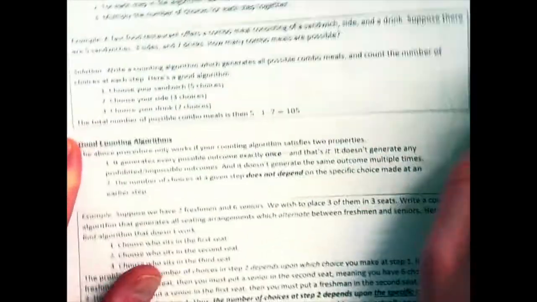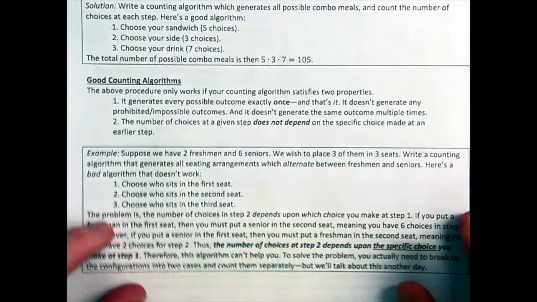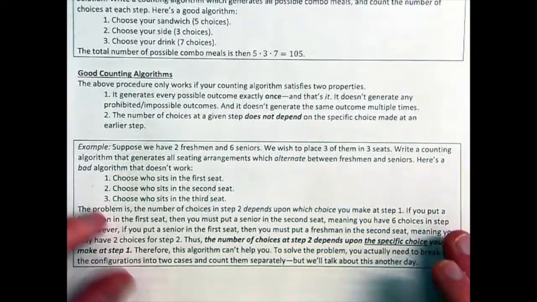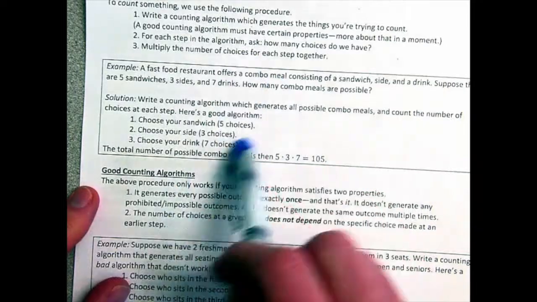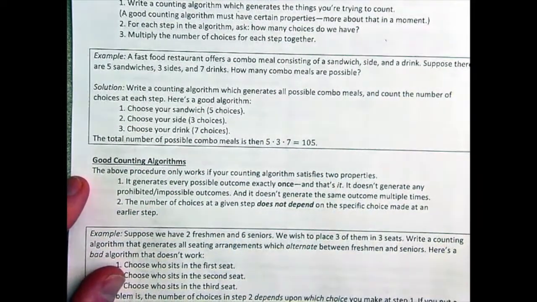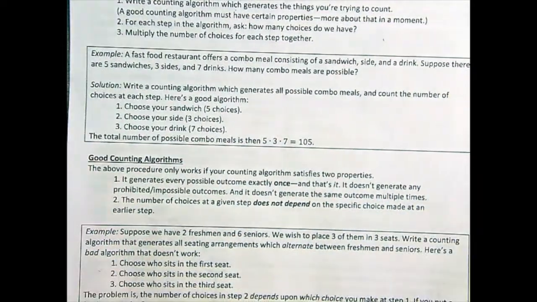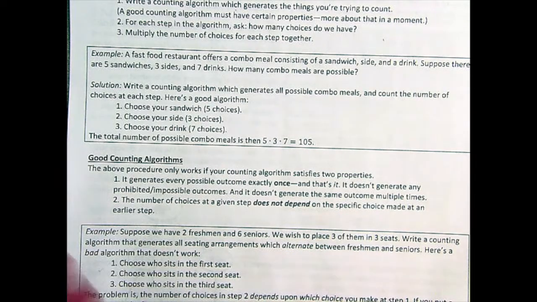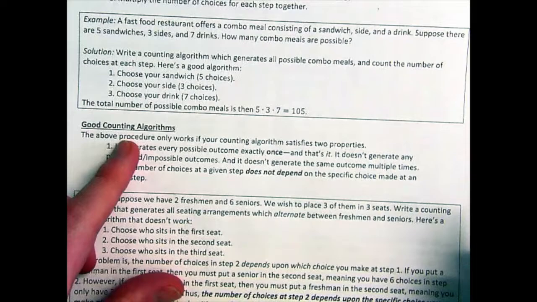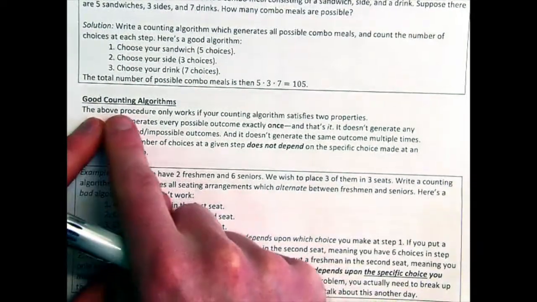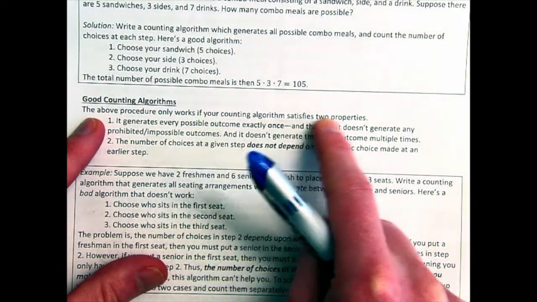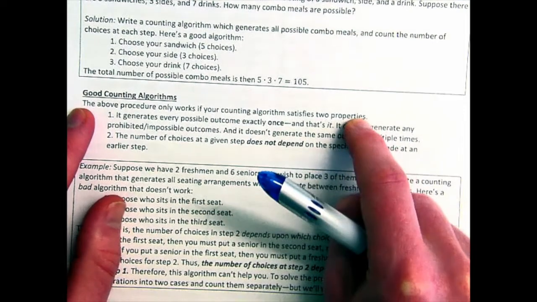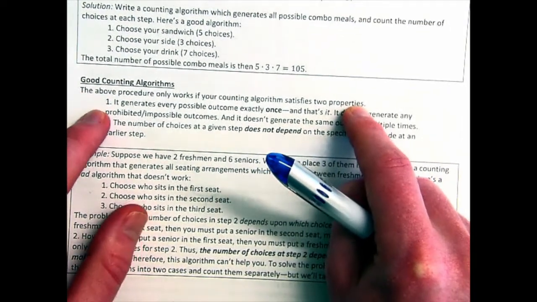I said a moment ago that good counting algorithms have to have certain properties. In order for this procedure to function, the algorithm has to be of a certain type. I'm just going to say that that's a good counting algorithm. The algorithm has to be good. So let's talk about what that means. The above procedure only works if your counting algorithm satisfies 2 properties. This is what I mean by a good counting algorithm.